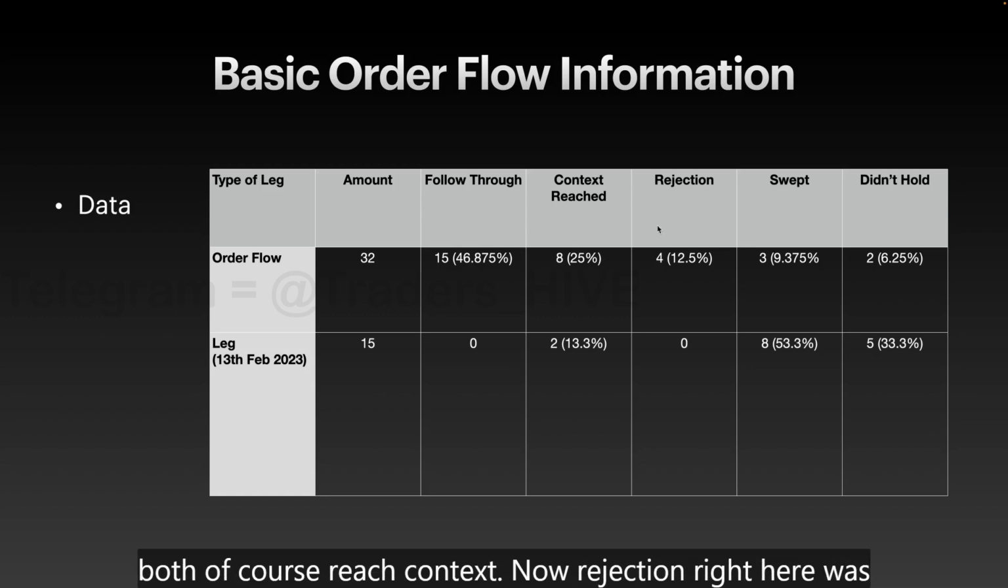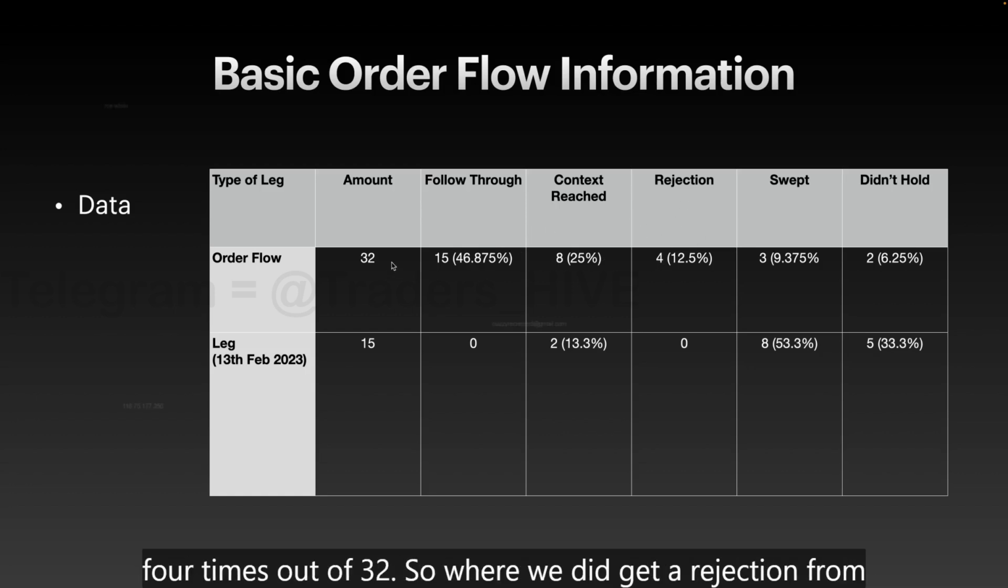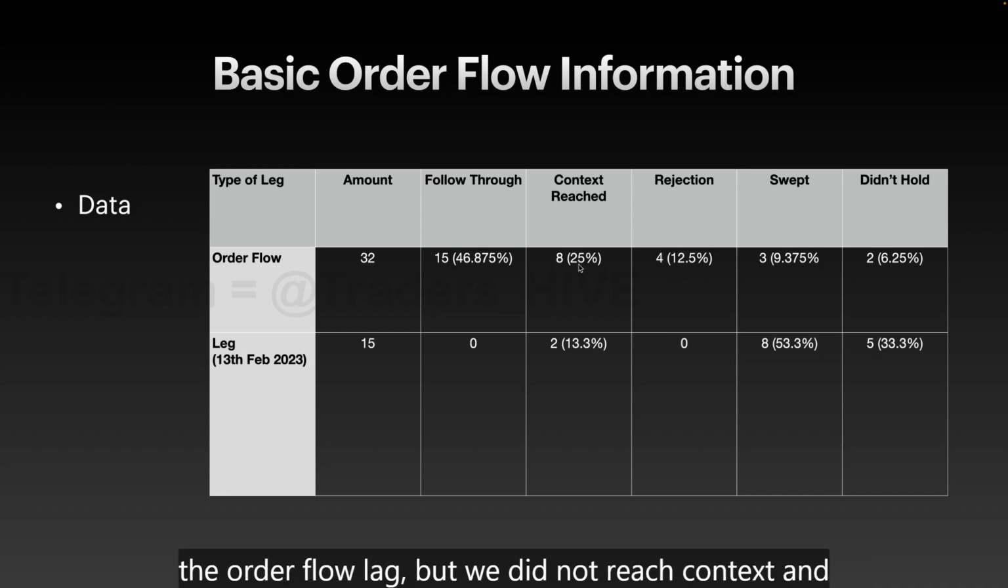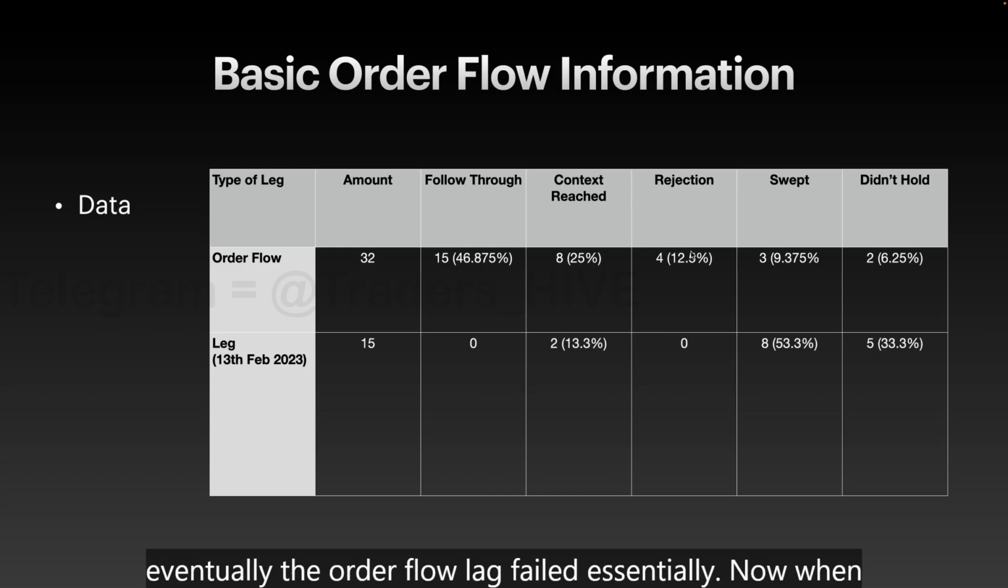Now rejection right here was 4 times out of 32. So where we did get a rejection from the order flow lag, but we did not reach context, and eventually the order flow lag failed, essentially.